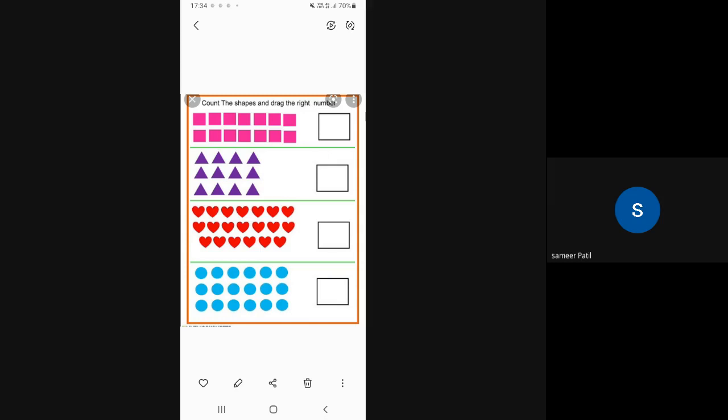1, 2, 3, 4, 5, 6, 7, 8, 9, 10, 11, 12, 13, 14. Yes, 14. How many frogs? 14. Yes. Next is Naksh.